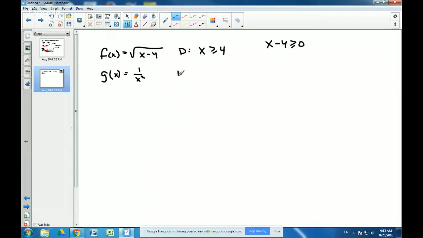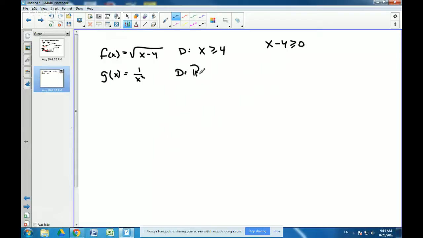Okay, what's the domain here? Greater than or equal to 1. Okay, that's part of it. Is there any number I cannot put in the bottom of the fraction? Zero. That's the only one I can't use. Anything else will do. So x does not equal zero.